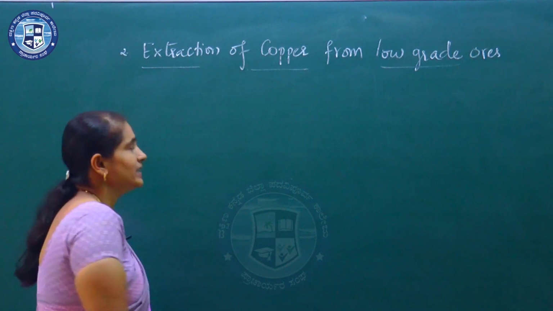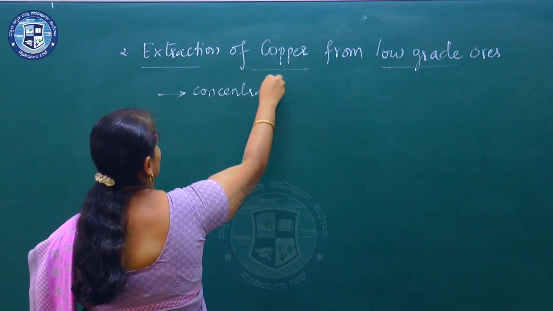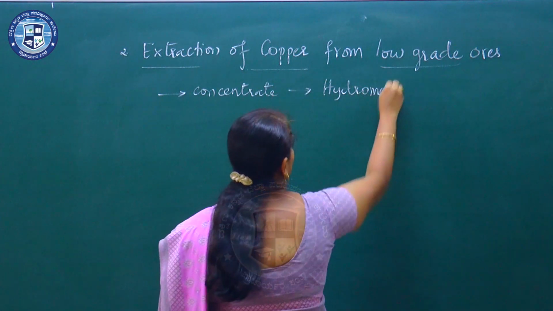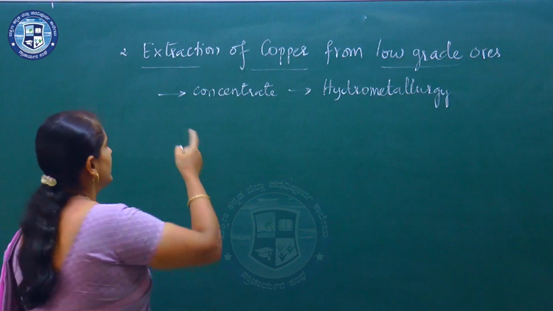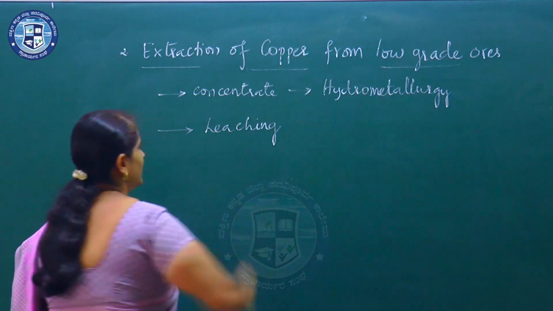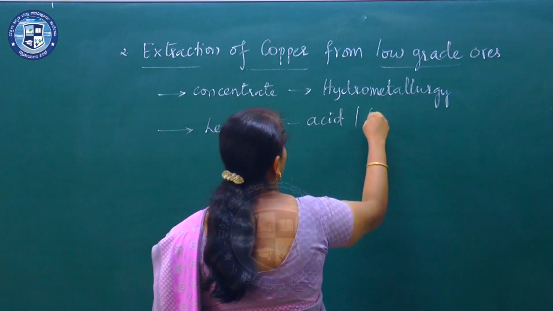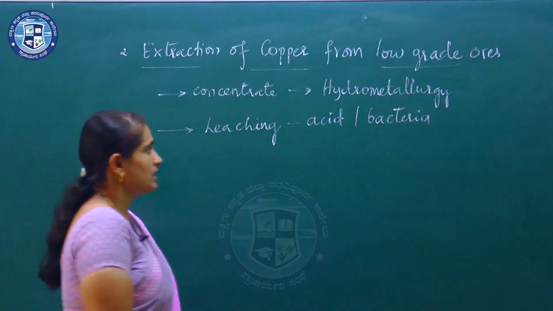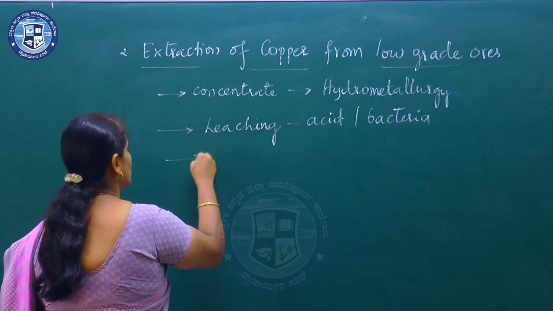What they generally do here is, first, they concentrate. The first step is to concentrate, isn't it? The concentration is done by hydrometallurgy. After this concentration, it is converted to its ore by leaching. Here they may use either an acid or bacteria to leach. We know exactly what leaching is. So it is leached by the action of acid or bacteria, and then it is reduced.